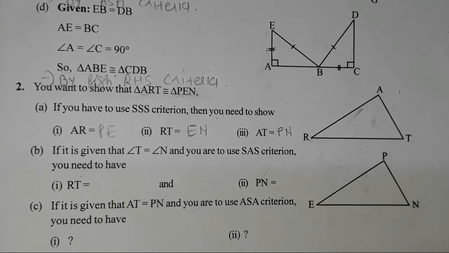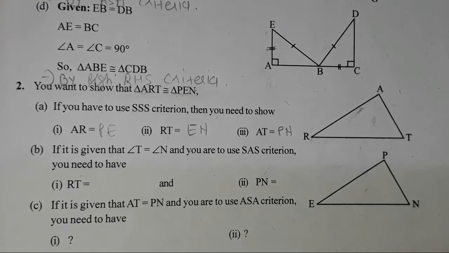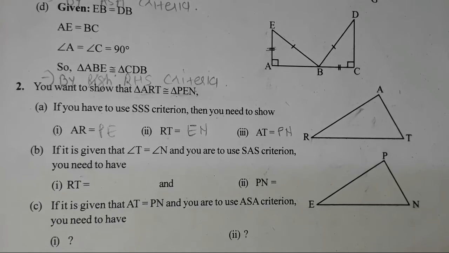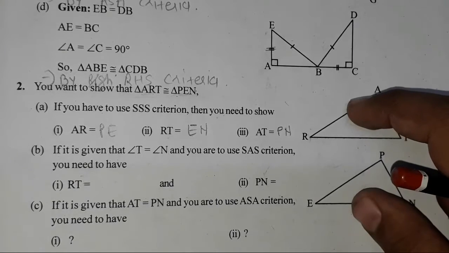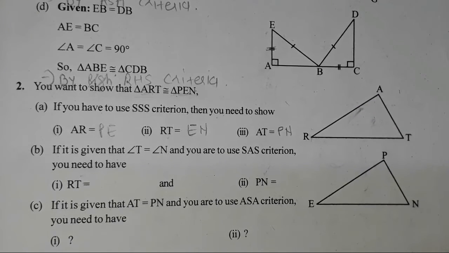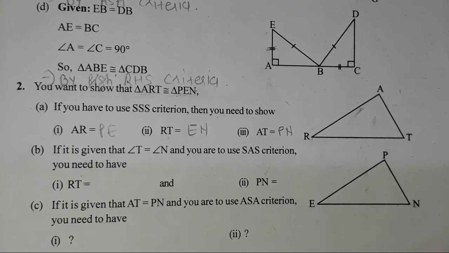Now in the next one, if it is given that angle T is equal to angle N and you are to use the SAS criteria, you need to have what? In these two triangles, if I have to use the SAS criteria, that means side-angle-side. What is the SAS criteria? If two corresponding sides and the angle included between them of a triangle are equal to two corresponding sides and the angle included between them of another triangle, then the triangles are congruent.